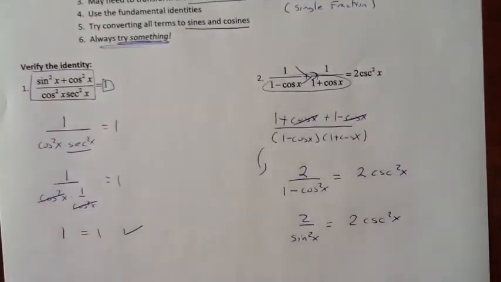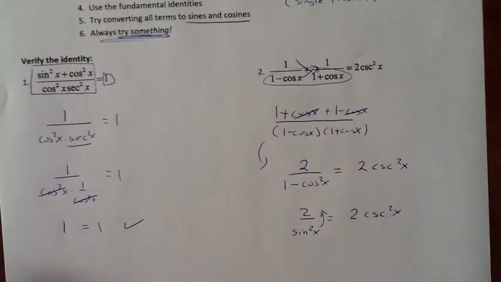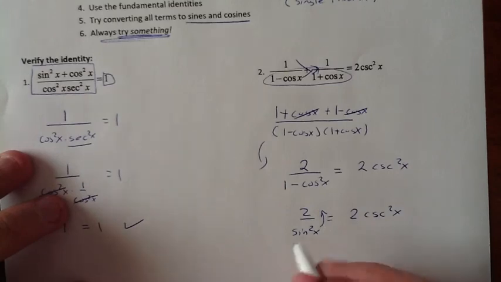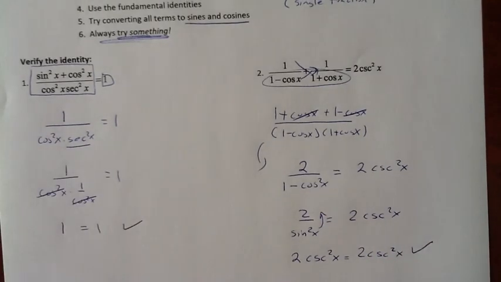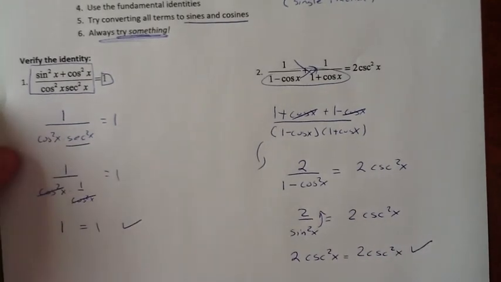And now you're like, oh, look, I'm almost done. Oh my gosh, how do I get them equal? So we think, oh yeah, what is sine squared of x? Well, that's the flip of cosecant squared of x. So if I flip my sine up to the top, I get 2 cosecant squared of x equal to 2 cosecant squared of x. And they're the same. That's our whole goal, get them the same. That's kind of fun, huh?